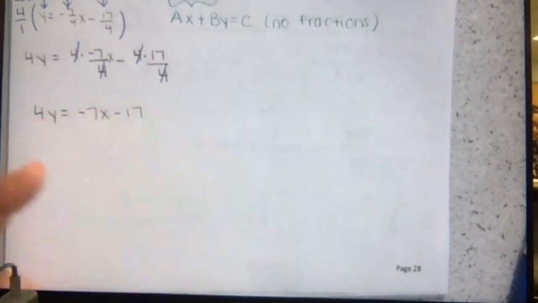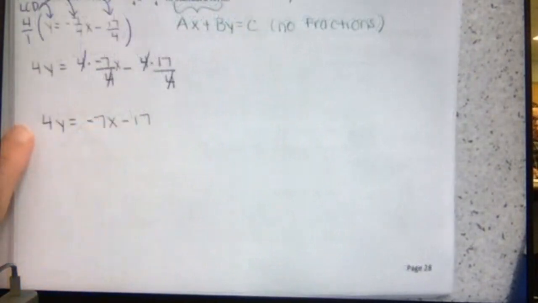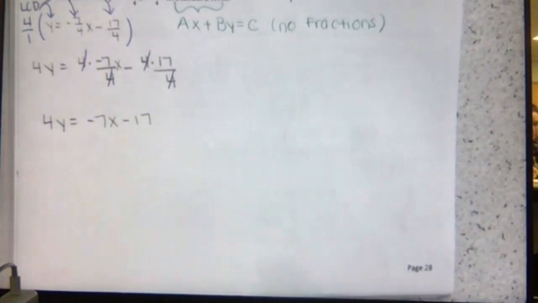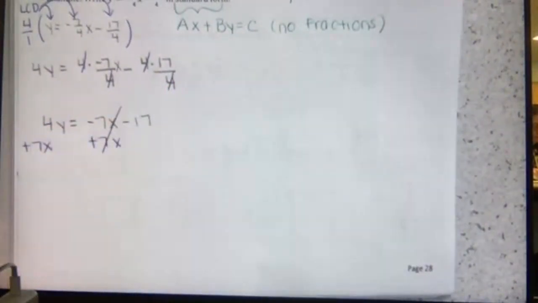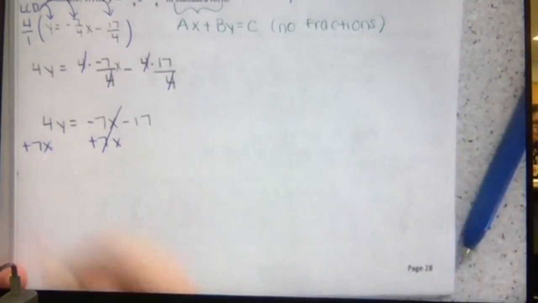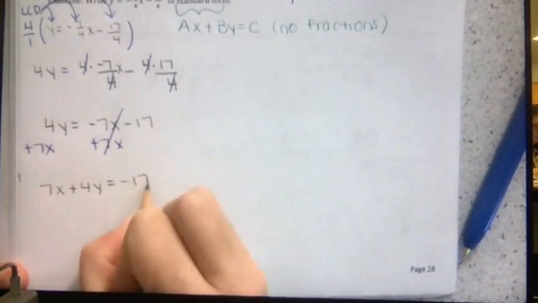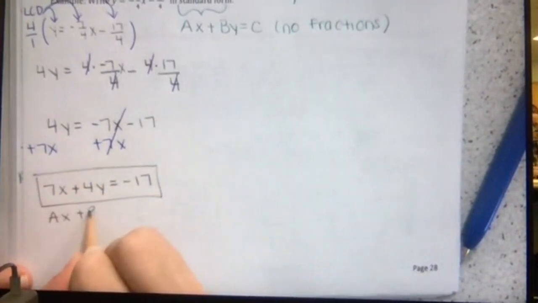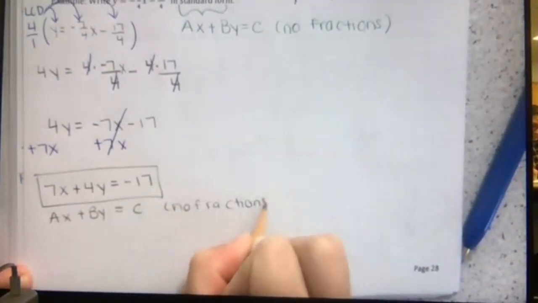All right, so we got rid of the fractions, which is good, but I want it to be ax plus by equals c. I want to move this negative 7x over here to the other side with the y. How do I move this negative 7x over here to the other side with the y? Add 7x. That way those cancel. So we're left over with 7x plus 4y equals negative 17. And that's it. This is in the form ax plus by equals c with no fractions. So we're good to go. That's our answer in standard form.